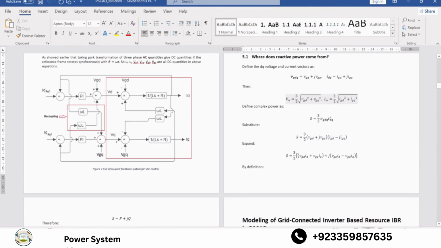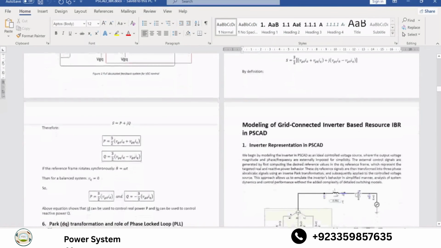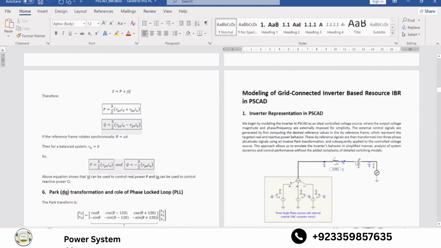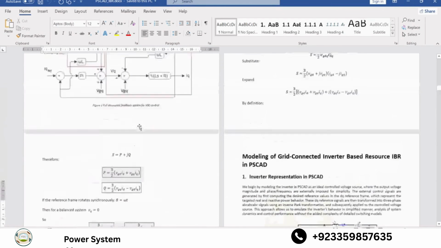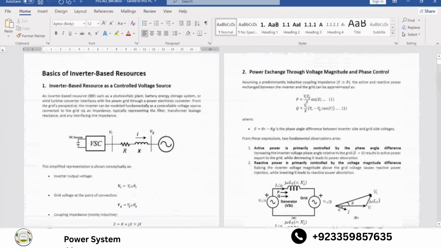And where is the reactive power? Yes, this one. If you look at it, P depends only on ID if you do decoupling, and Q depends on IQ. So this is very important, and we will be looking at all these equations. I will be explaining everything.